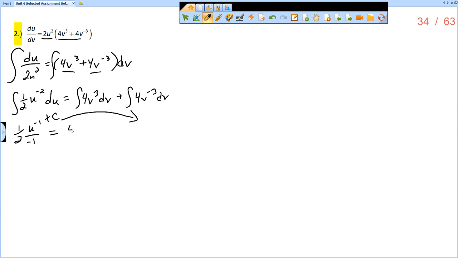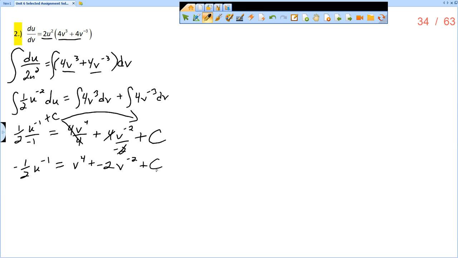For 4v cubed, I add 1 to the power, so I get 4v to the fourth divided by 4. Plus I have a 4 here, and now I add 1 to this power, so 4v to the negative second over negative 2, and then of course the plus c. I only need one plus c on one side of the equation. So here I have negative 1/2 u to the negative first equals, the 4's reduced here, so I have v to the fourth plus the 4 and the negative 2 reduced to just negative 2, so minus 2v to the negative second, and then of course plus c.